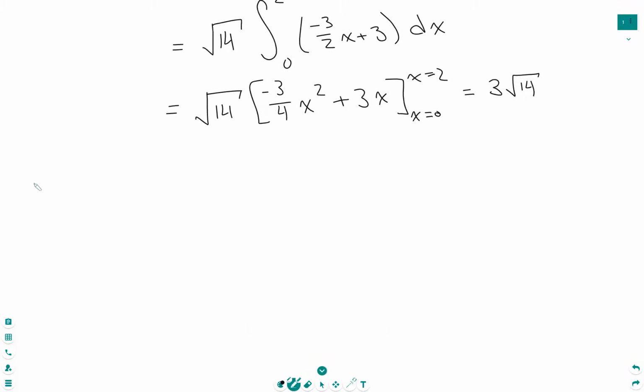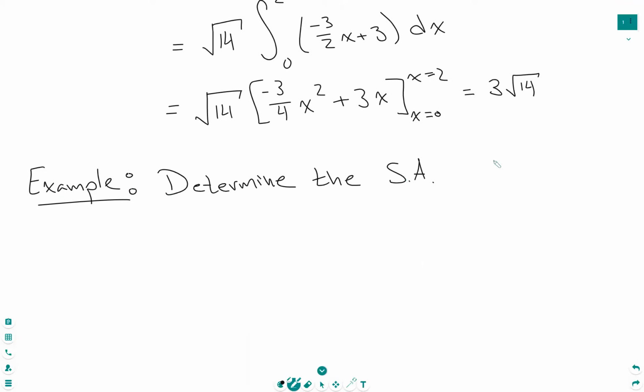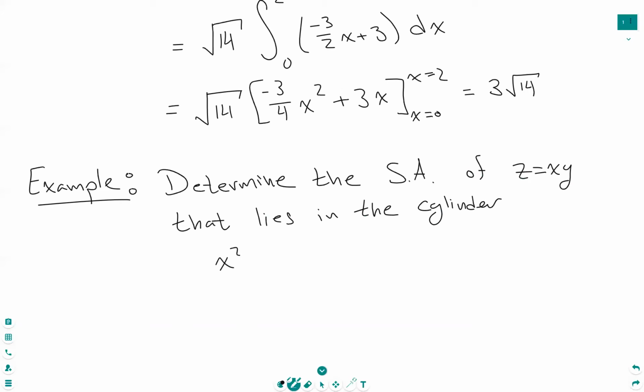Okay, so let's do another example. I'm going to do a lot of examples for this section. So determine the surface area of z equals x times y that lies in the cylinder x squared plus y squared is equal to 1.